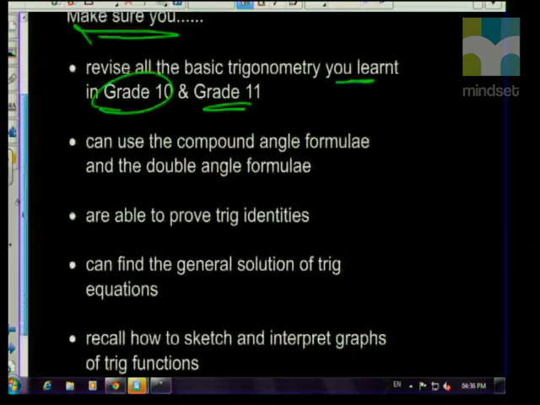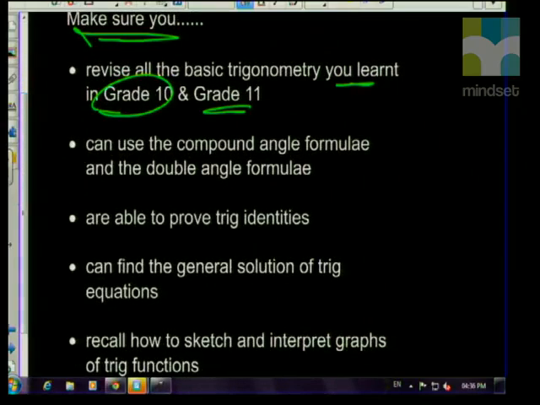And the next one, you need to make sure that you are able to use compound angle identities and also double angle identities, which is your grade 12 identities. And the next one will be, you have to be able to prove your trig identities.